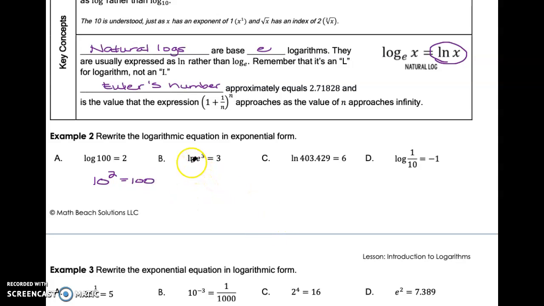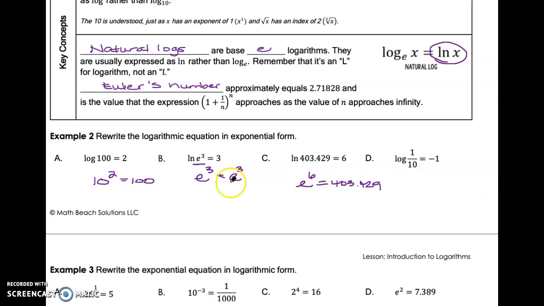In part B, ln means I have a base of e raised to the third power is going to equal, and then our argument here is e to the third. So that whole expression there is what it's equal to. C, natural log, meaning we have a base of e, or Euler's number, raised to the 6th power, is going to result in 403.429.